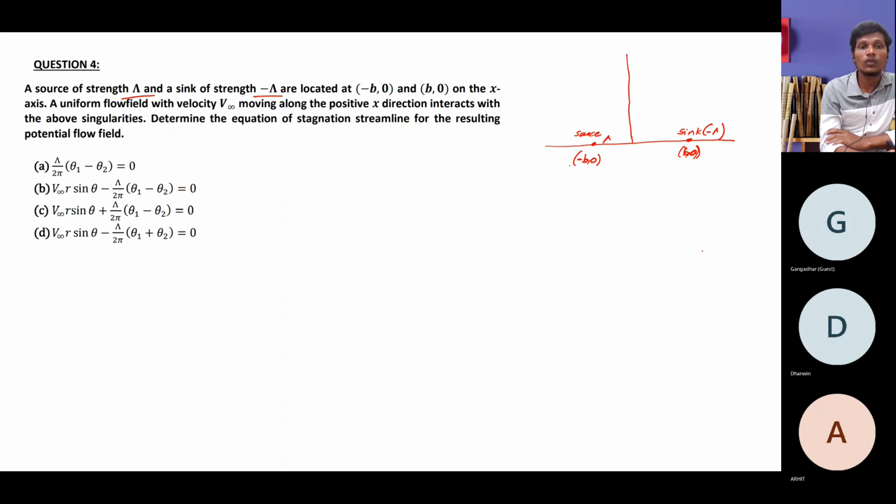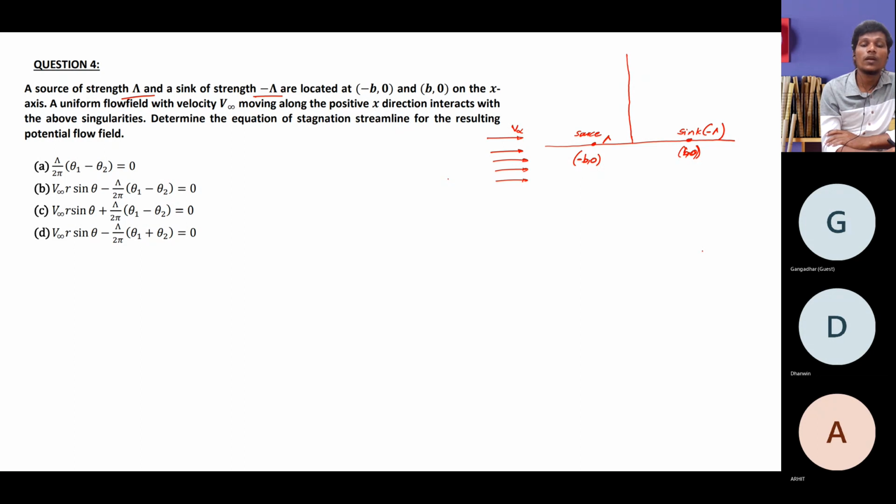with a uniform flow field velocity. You have a uniform flow field here, that is with the velocity v infinity, moving along the positive x direction, interacts with the above singularities. Determine the equation of the stagnation streamline for the resulting potential flow field. All we are taking is the singularities, and it will create only the potential flow field.